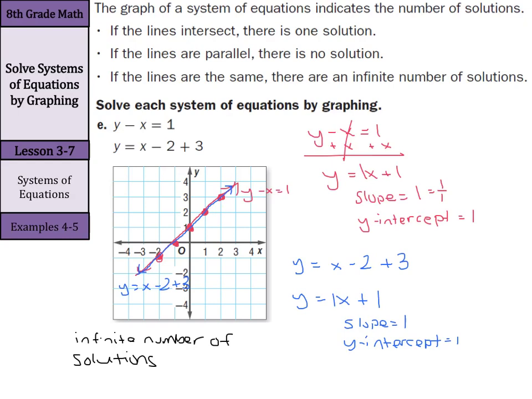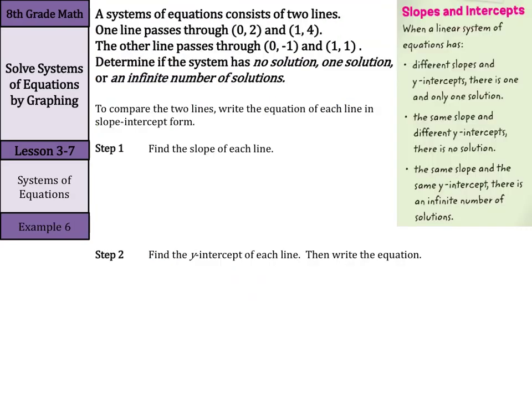In both these equations, we had the same slope and the same y-intercept, compared to the other one where we had the same slope but different y-intercepts, where they were just parallel. Here we have the same slope and the same y-intercept, and they're just on top of each other. It's an infinite number of solutions. And here we have our summary.